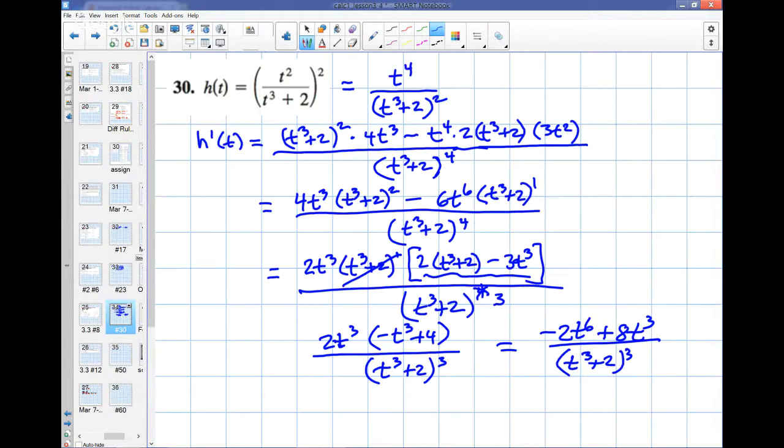Okay, so that one's kind of lengthy, but pretty much what? A straight on quotient rule. Okay. I'll just hang on a second because there's a lot of stuff there.